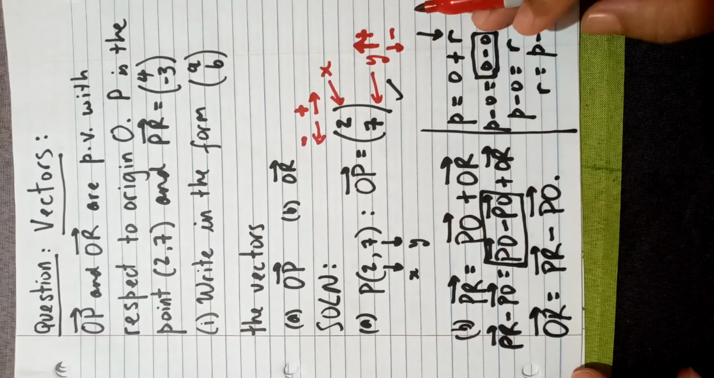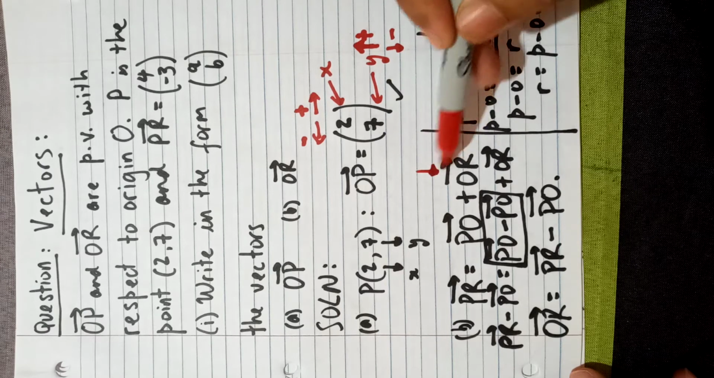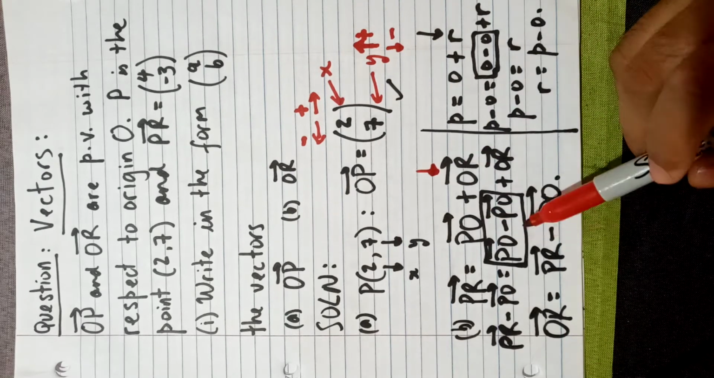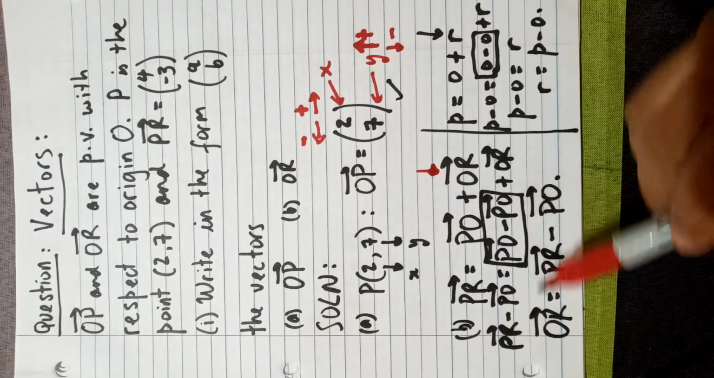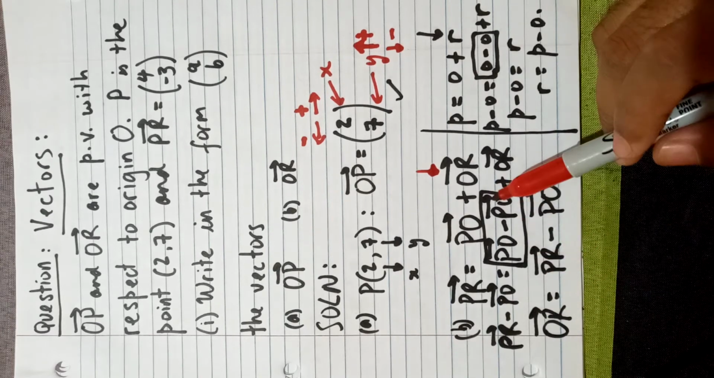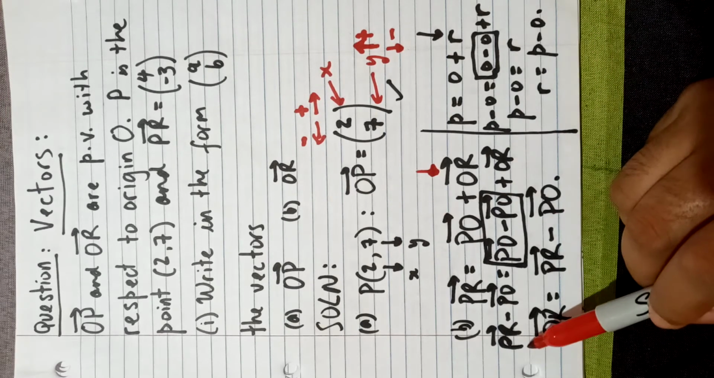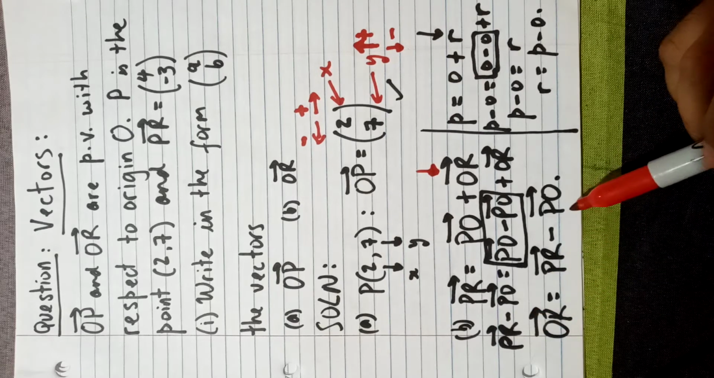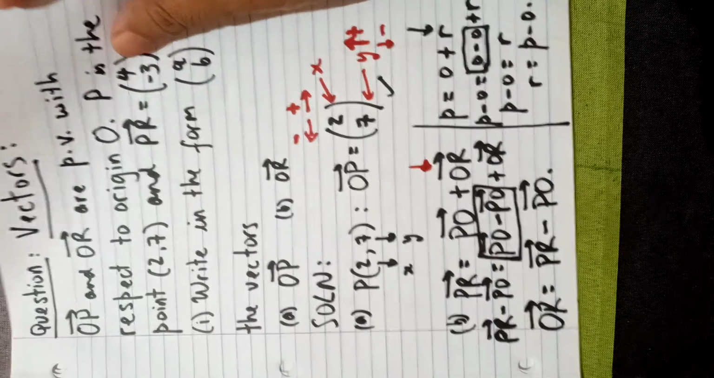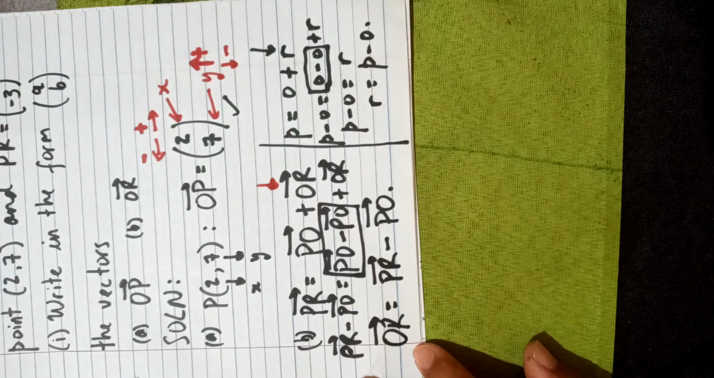Likewise over here, I want to make OR the subject. So I don't need PO. What I'm going to do is subtract PO on the right and PO on the left. Now PO take away PO will be 0. So OR is actually equal to PR take away PO. Now we have the equation, we're going to plug them in.